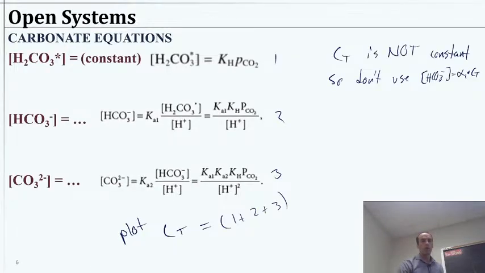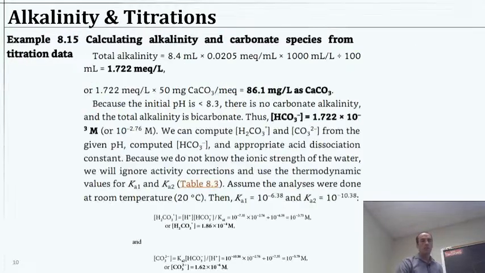Flip back forward. And of course, as we mentioned, you get the K values, you know the bicarbonate value, and you just use the two equilibrium equations that we know to calculate the H2CO3, and the CO3 2-. Okay, and I think you guys can do all that.